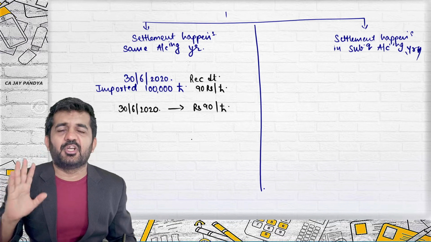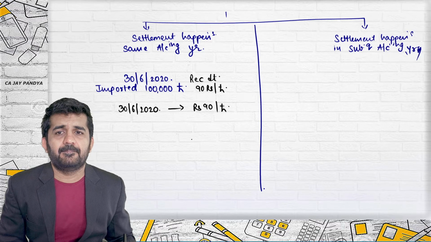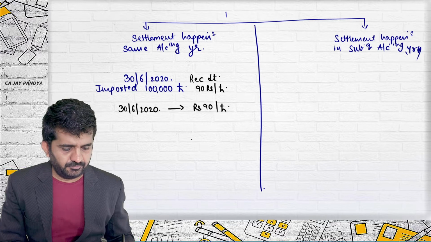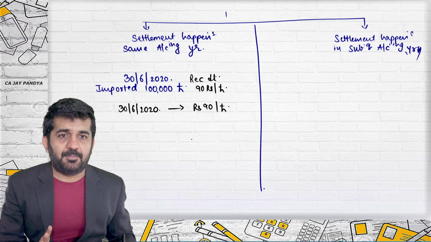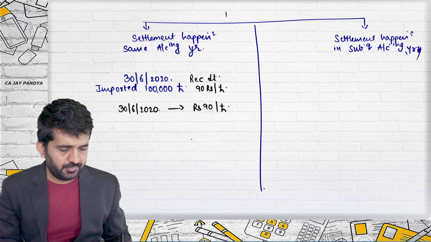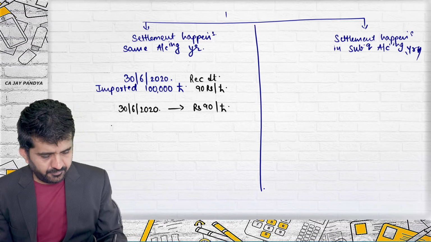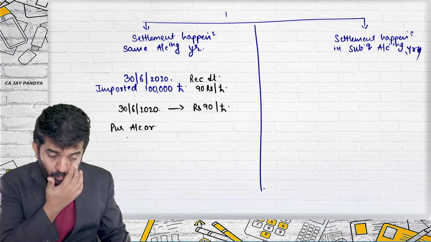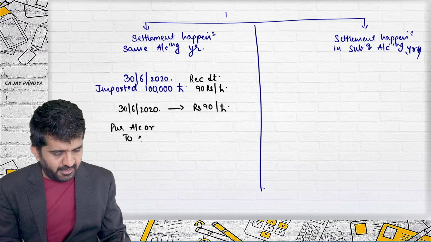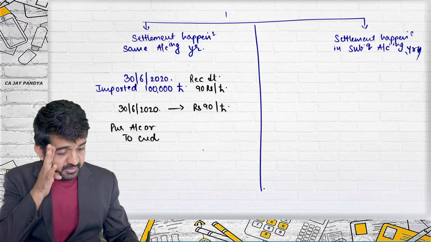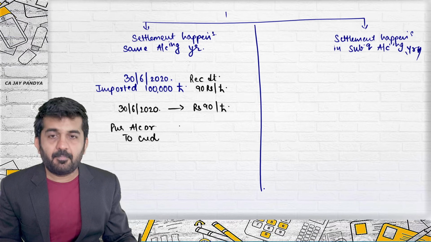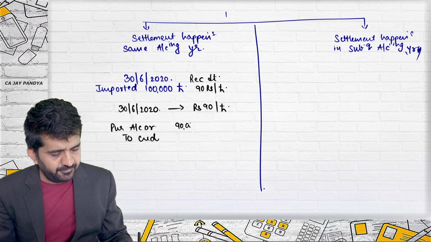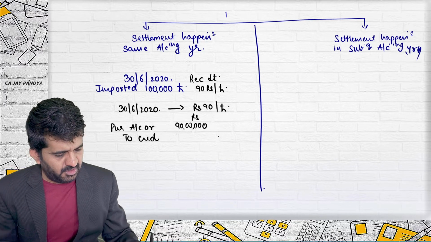What is the exact journal entry that I'll pass? You are purchasing goods worth 1 lakh pound. Purchase account debit. On credit now you are purchasing. To what will be credited? To creditors account. And by how much rupees? 90 lakhs rupees. You are correct.